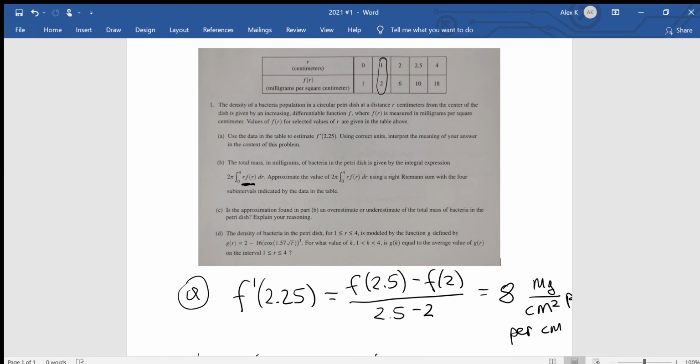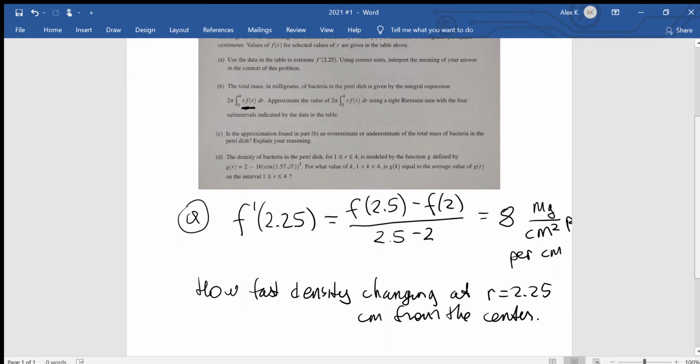So for the first expression, it's going to be 1 times 2 times 1 here. For the second expression, it's going to be 2 times 6 times 1. For the next one, it's going to be these two times 0.5. And for the last one, it's going to be these two times 1.5. Okay, so we are going to set this up.